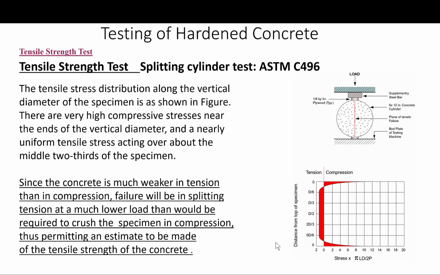We have to keep in mind, though, that there is no simple relationship between the values of tensile strength found from the splitting test and those measured in direct tension. Although it is commonly assumed that splitting tensile strength values are about 5 to 12% higher than the direct tensile strength values, this is not always true. So you just have to remember that.